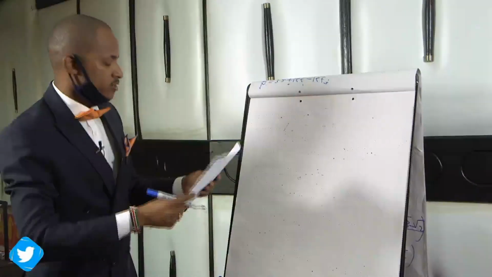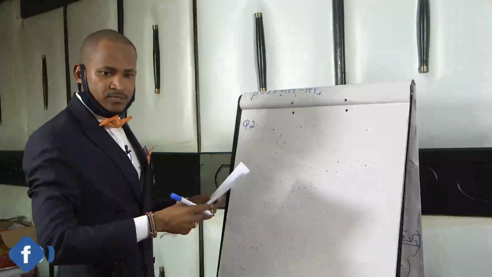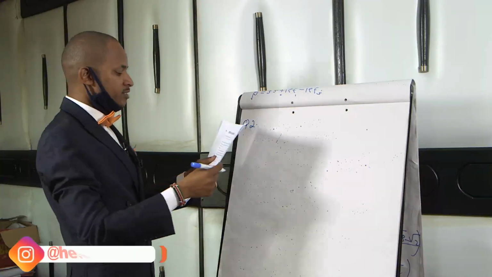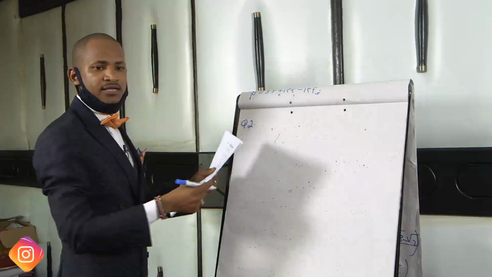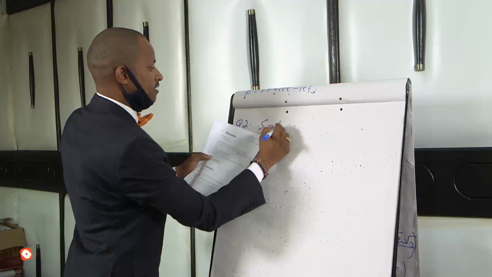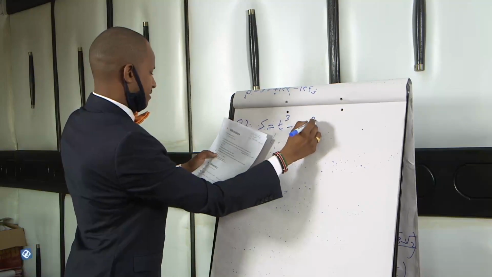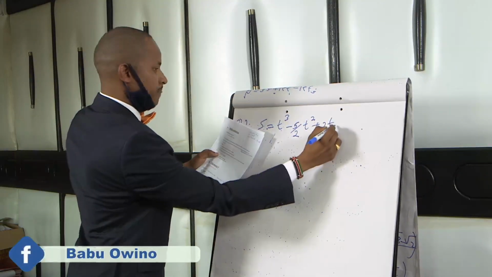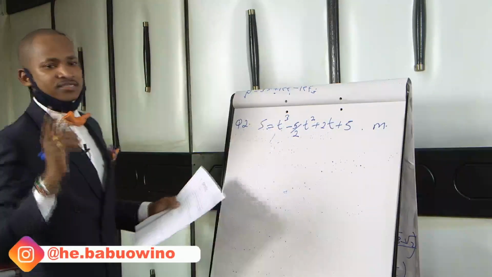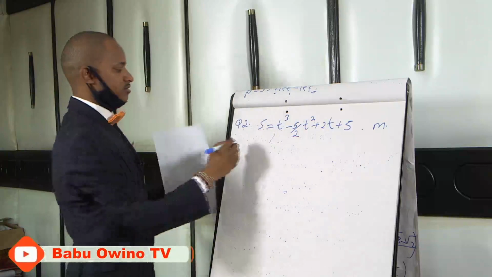We proceed to our next question, question number 2. The displacement from a fixed point of a particle in motion at any time t seconds is given by s equals t cubed minus 5 over 2 t squared plus 2t plus 5. The value is in meters. Find its acceleration after t seconds.